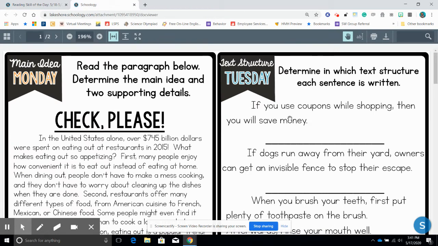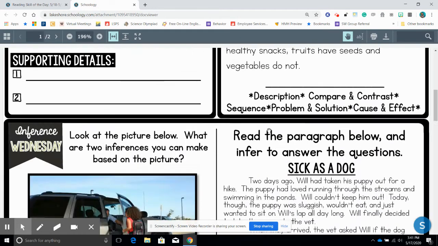So you're going to read these sentences and you are then going to determine the text structure. So you'll probably want to use the anchor chart while you are completing this text structure Tuesday.